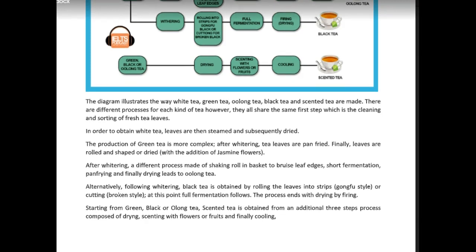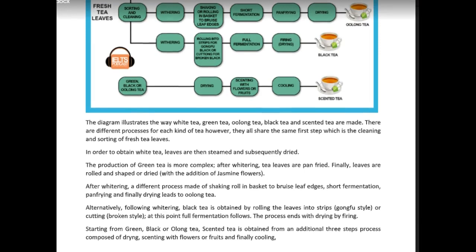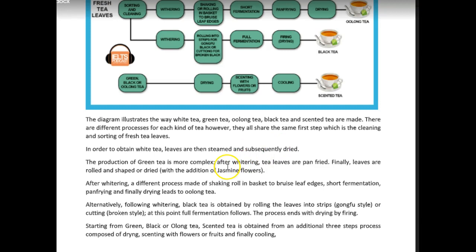Okay, let's keep going. In order to obtain white tea, leaves are then steamed and subsequently dried. Okay? The production of green tea is more complex. After withering, careful with your spelling here, tea leaves are pan-fried. Finally, leaves are rolled and shaped or dried with the addition of jasmine flowers. After withering, you did it again, so careful. A different process made of shaking, roll in basket to bruise leaf edges, short fermentation, pan-frying, and finally drying leads to oolong tea. All right, let's fix this a little.